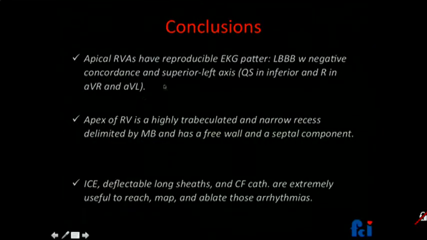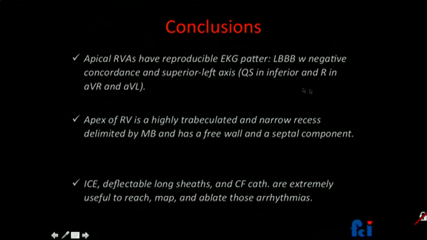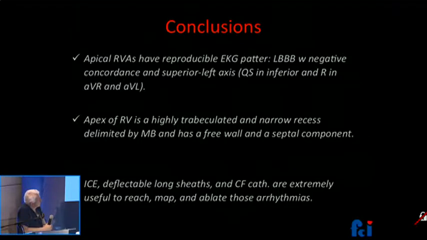Conclusion, and to finish then, apical arrhythmias of the right ventricle have a reproducible EKG pattern, which is LBB with negative concordance and superior left axis, QS in inferior wall, and R in AVR and AVL. The right ventricular apex is highly trabeculated. It is a narrow recess, and it is delimited by the moderator band. It has a free wall in the recess and also a septal component.